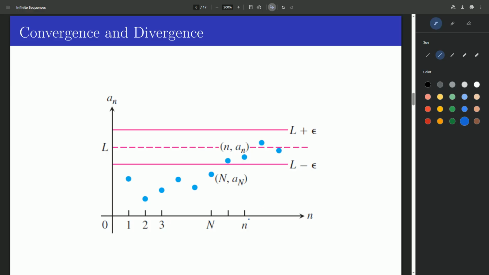Or on the diagram, we can show that if the limit exists, it means that for any epsilon greater than 0, if I draw these two horizontal lines, this is L, and the limit is L, the terms of the sequence are going to be closer and closer to this line. For any epsilon, we need to find some N for which, for any n greater than N, the distance between a_n and L is less than epsilon. It means that it falls between these two horizontal lines.